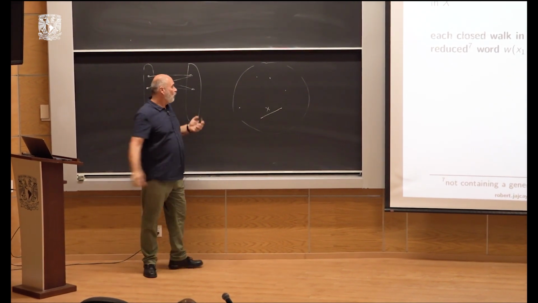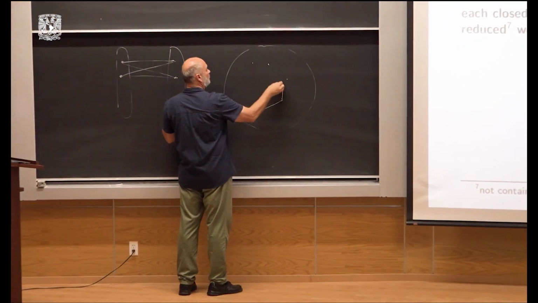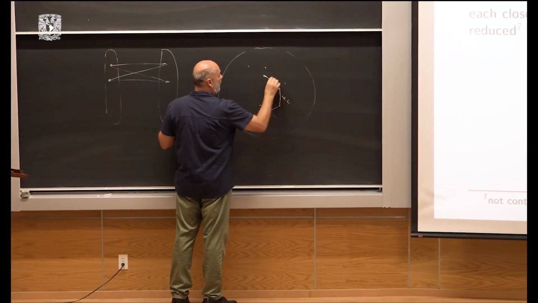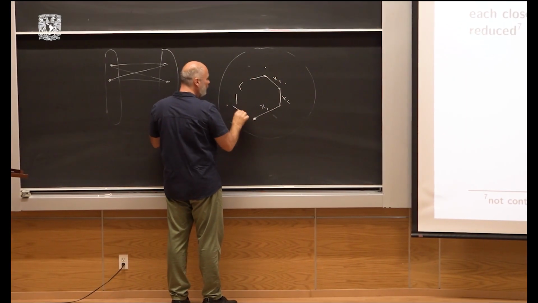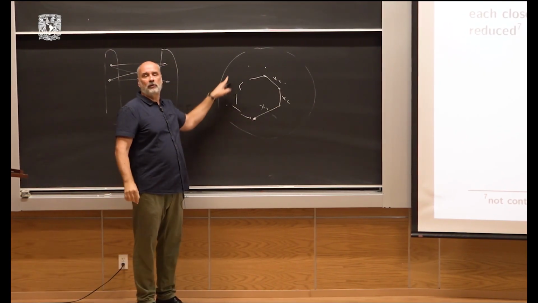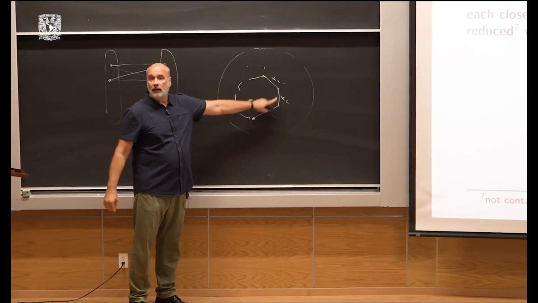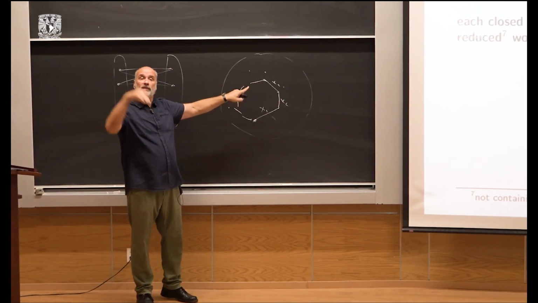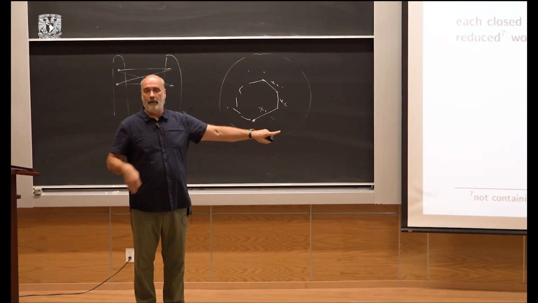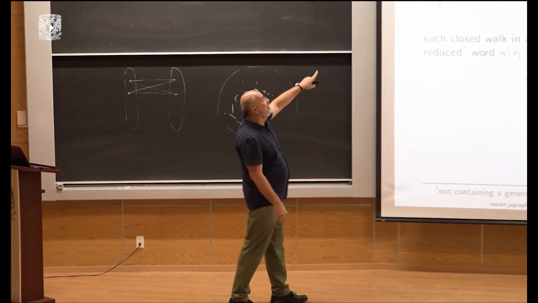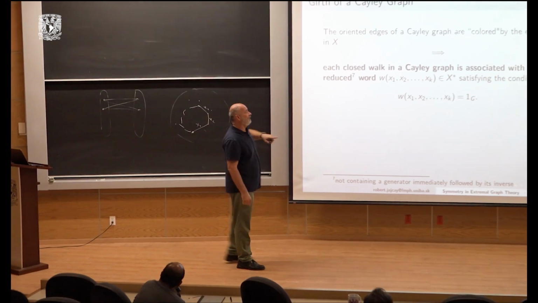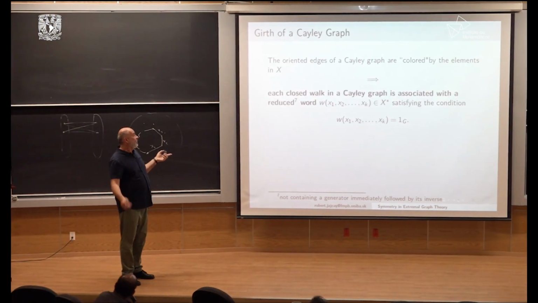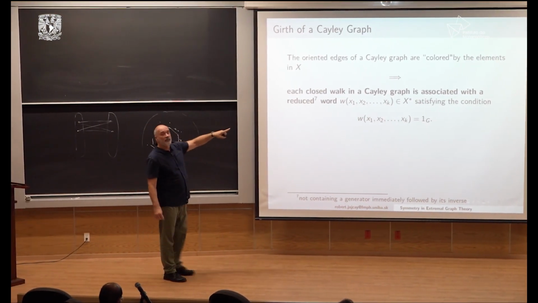So what is going to be a closed walk? From here to here, you get by multiplying by x1, then you get by multiplying by x2, x3, and so on. Once you come back, what is going to be the total product? Well, you started here and you came back here, so you multiplied by 1. So the total product of the labels of the edges you visited is going to be 1. That's exactly what I'm saying: each closed walk in a Cayley graph, it doesn't even have to be a cycle, is associated with a reduced word in the generators equal to 1.